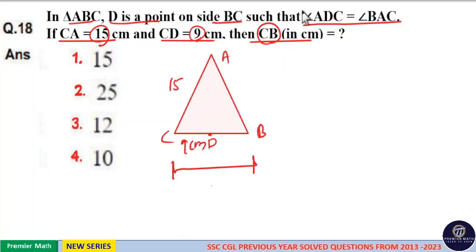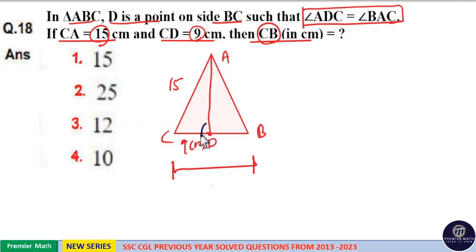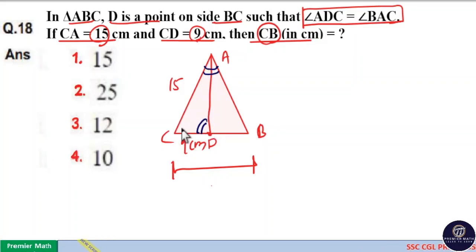Here angle ADC is equal to angle BAC. Now one is a right angle triangle and another is a non-right angle triangle. So take the tan or cot of these two angles. Then you will get the answer.